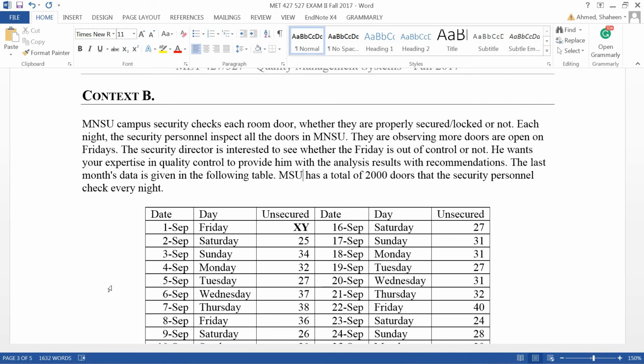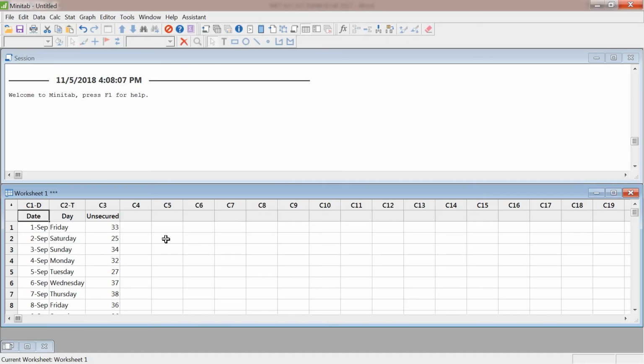So the security guys are going door to door. They don't know when and how many doors will be unlocked each night. So this is a perfect Poisson situation. However, you should check all these graphs in Minitab. You can also do it very quickly in Excel. It probably takes about the same number of clicks as Minitab. It's not that complicated to produce in Excel.